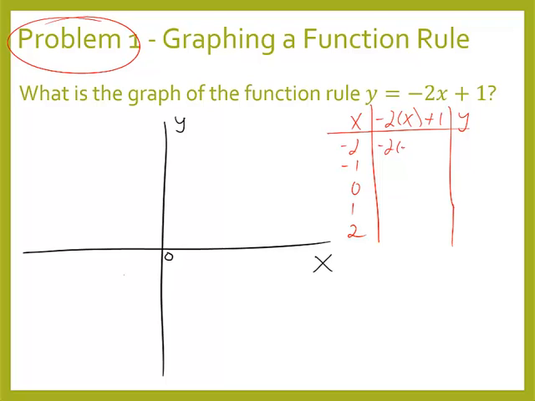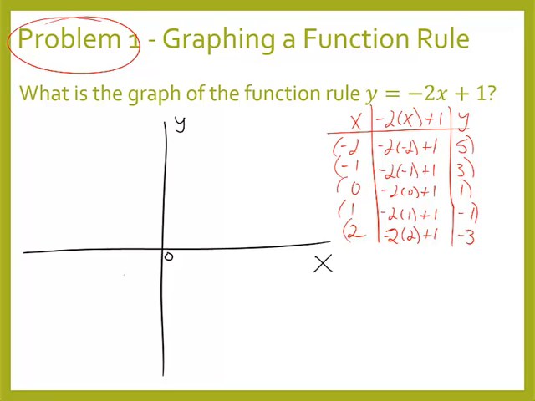So negative 2 times negative 2 plus 1 is 4 plus 1, which is 5. Negative 2 times negative 1 is 2 plus 1 is 3. Negative 2 times 0 is 0 plus 1 is 1. Negative 2 times 1 is negative 2 plus 1 is negative 1. And then negative 2 times 2 is negative 4 plus 1 is negative 3. So we have our 5 points: negative 2, 5; negative 1, 3; 0, 1; 1, negative 1; 2, negative 3.